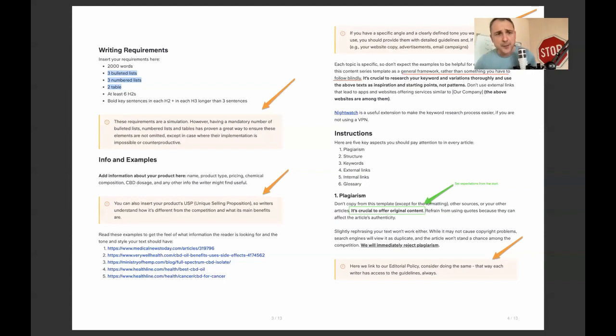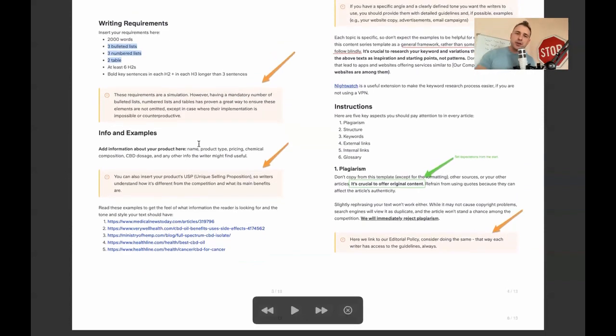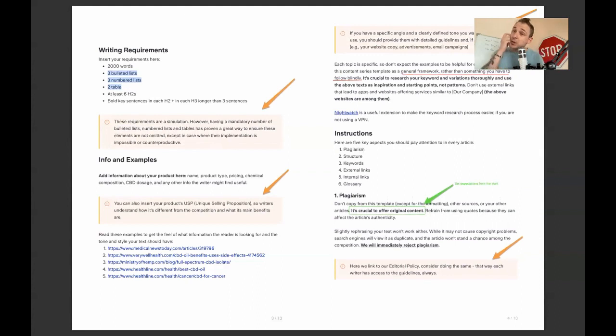All right. Now, info and examples. This is a part I want you to let me know in the comments if you want me to do something like this. But for us, we would use this section to explain the audience persona and the project that we are working on, whether our clients or our own internal one. This would have internal links to customer and audience personas. It would have a digested version of the product or a service that we're promoting. This is why I left the example as is here: name, product type, pricing, chemical composition, CBD dosage, so you can have a sense of what this actually means.